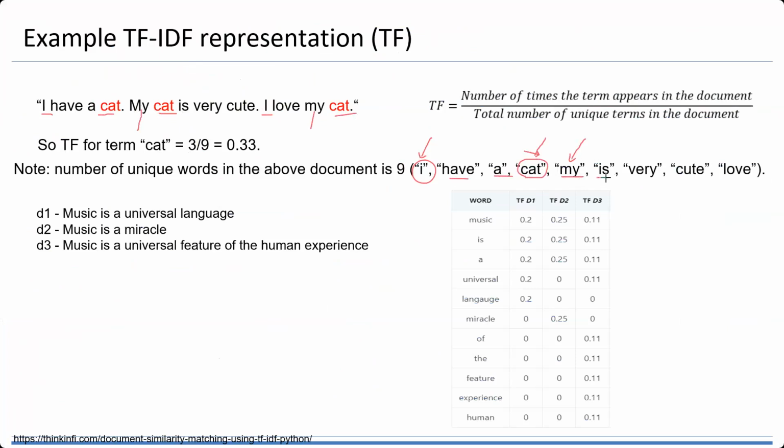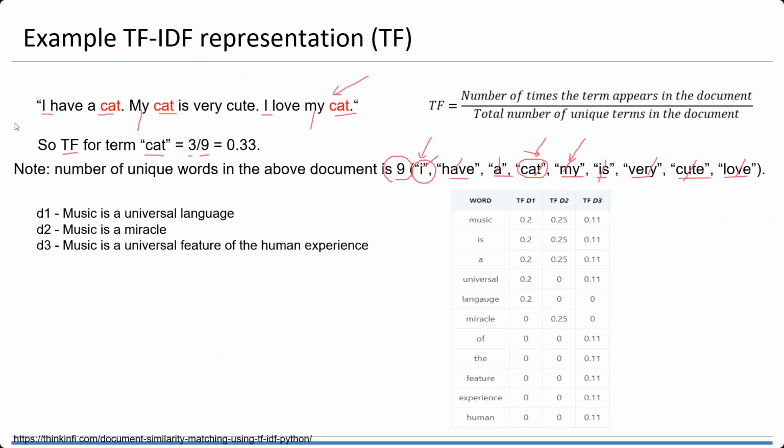is very cute and loud. Okay. Then we can see there are 1, 2, 3, 4, 5, 6, 7, 8, 9. There are 9 unit terms in this sentence or in this corpus. So the TF, or the term frequency, for the word cat will be 3 divided by 9.